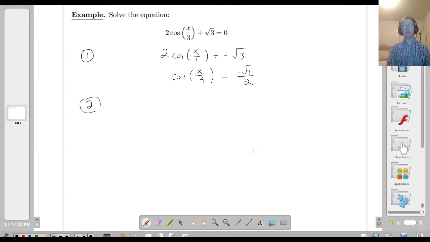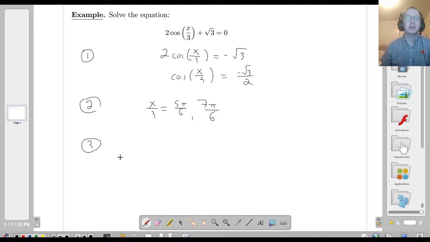So first off, I could think, okay, cosine is negative in quadrants 2 and 3. And then I just want to think, where on the unit circle would I end up with the x-coordinate equal to negative root 3 over 2? Well, that would happen when we get 5 pi over 6, and also when we get 7 pi over 6. Okay, so that's what we have so far in step 2. So we need to continue.